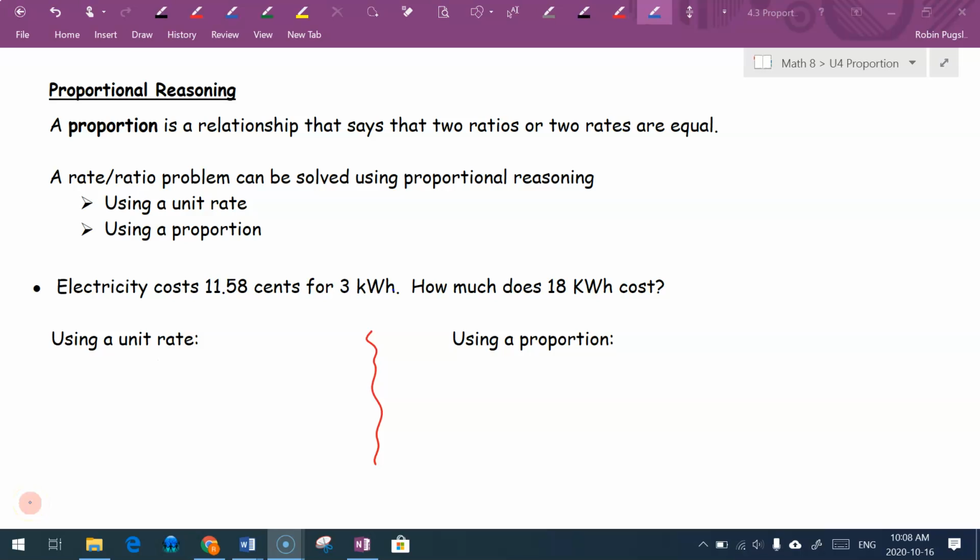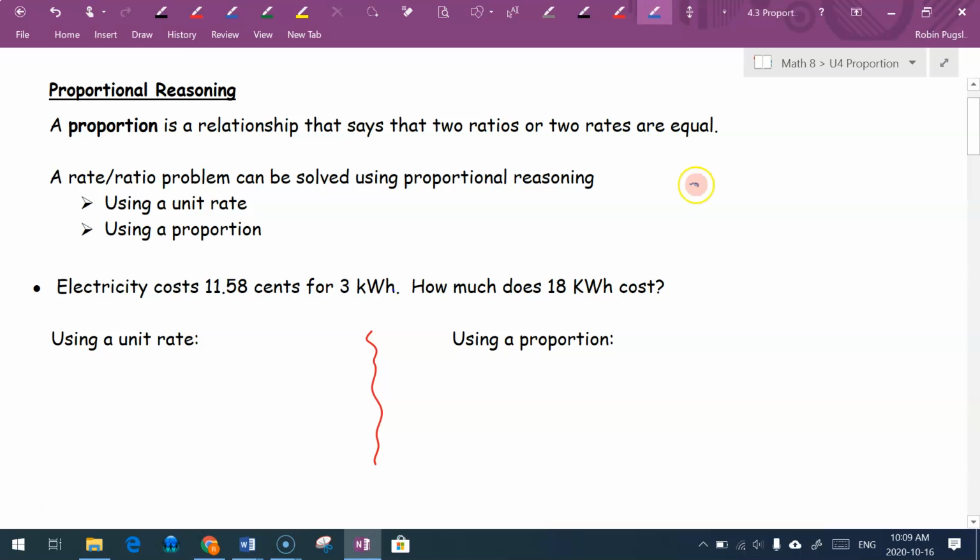All right, in this lesson, we are going to discuss proportional reasoning. We've been talking about ratios, the comparison of two quantities in the same unit, and rates, the comparison of two quantities in different units. And now what we can do with ratios and rates is if we make equivalent ratios or equivalent rates, we call this a proportion, right?